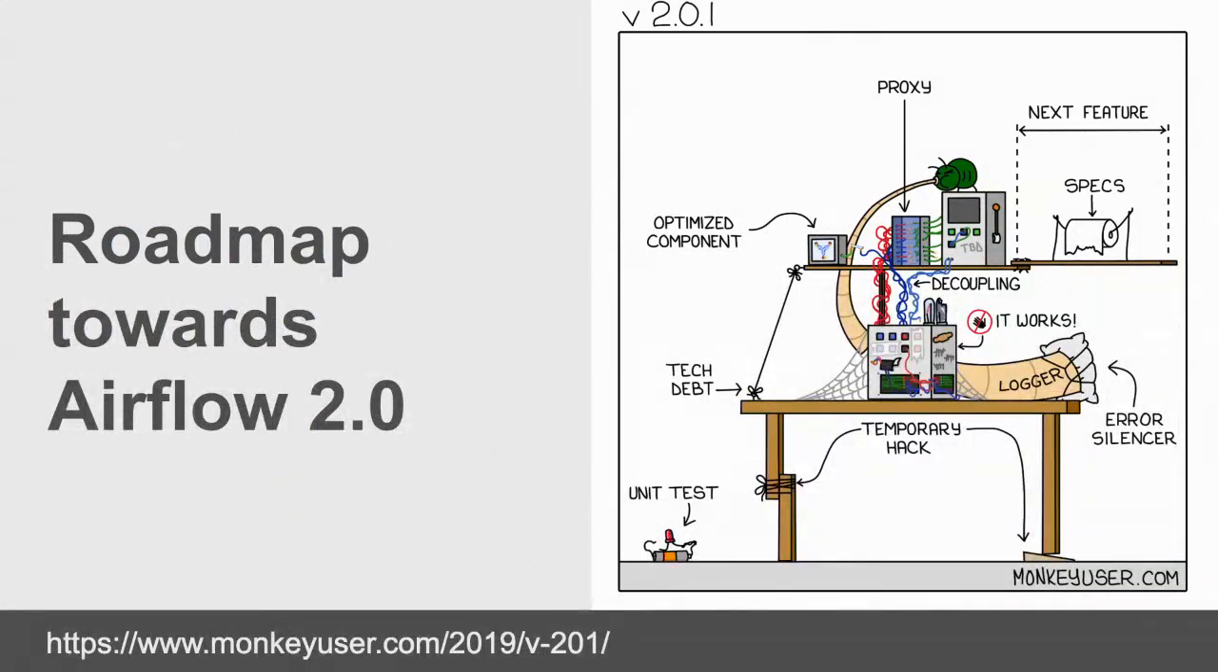So that's a brief overview of 1.10.4 and 1.10.5, mostly small things and bug fixes, but a few things. And now the more interesting bit is Airflow 2.0, which we're going to add some logger and temporary hack stuff.